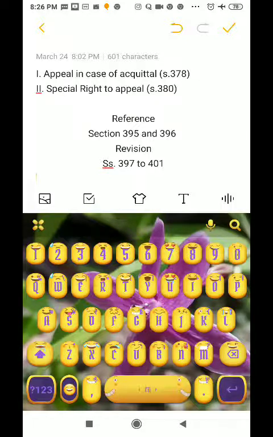So this is all about the provisions of appeals, reference and revision. In the next lecture, we shall know about the distinction between reference and revision, the distinction between revision and appeal, and the distinction between reference and appeal. So if you have any query, let me know.